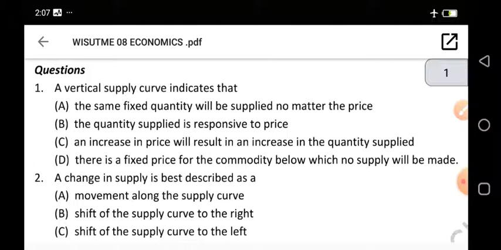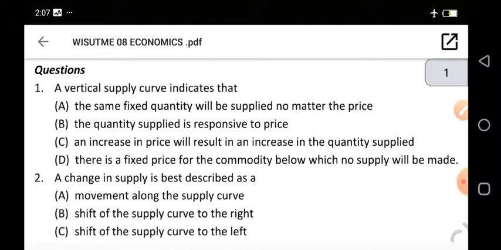And today we'll be looking at past questions on economics to help students that will be writing economics in WAEC. So quickly, let's look at the first question there. A vertical supply curve indicates this.